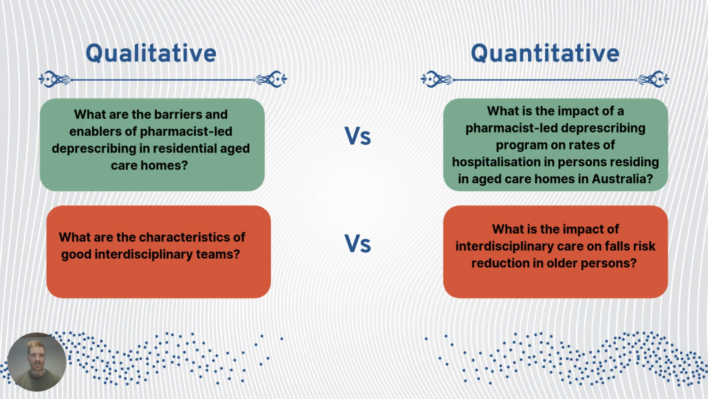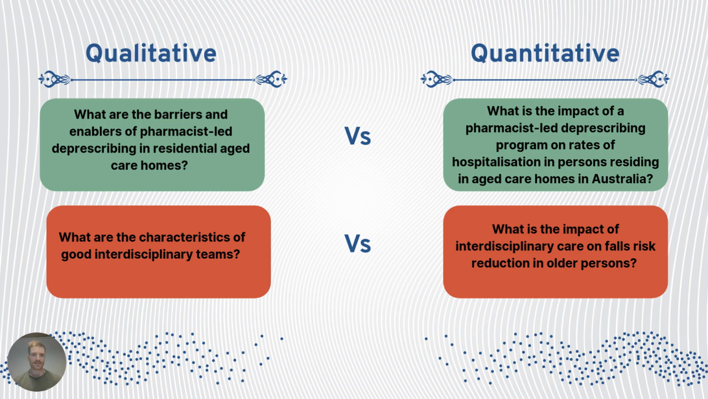So when looking at hospitalizations from an intervention of a pharmacist-led deprescribing project, we can objectively look at the quantitative data and find out whether it works or not, whether it's reduced the number of hospitalizations, reduced falls risk, rates of falls risk, increasing drugs, things like that.